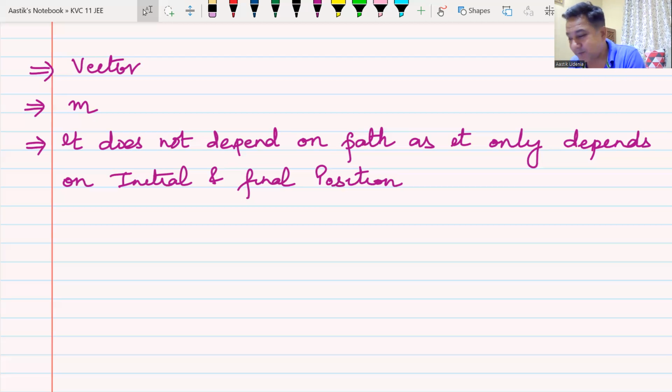What do you mean by displacement positive and displacement negative? We'll come to that. Meanwhile, I'll give you a task to find out what you actually mean by positive vector or positive displacement, and what you actually mean by negative displacement.